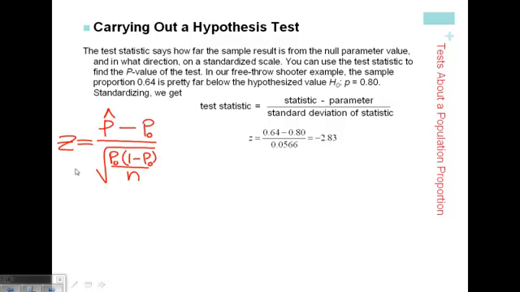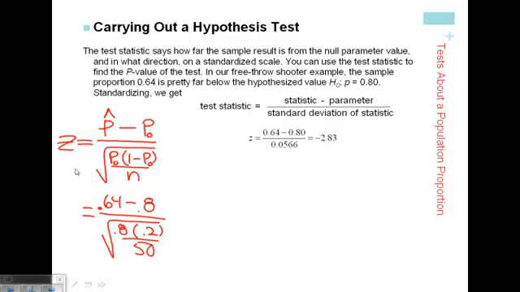All right? So, calculating the z-value based on what we have. P-hat, P naught, if you want to call it that. Where's the n coming from? What's that? Sample size. Okay. So we have everything that we need to calculate this. In the case of the 80% shooter, 0.64 minus 0.8 divided by the square root of 0.8 times 0.2, all divided by 50.